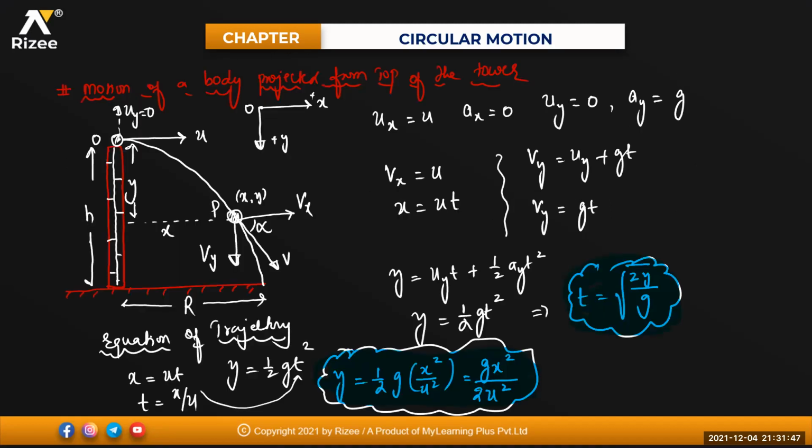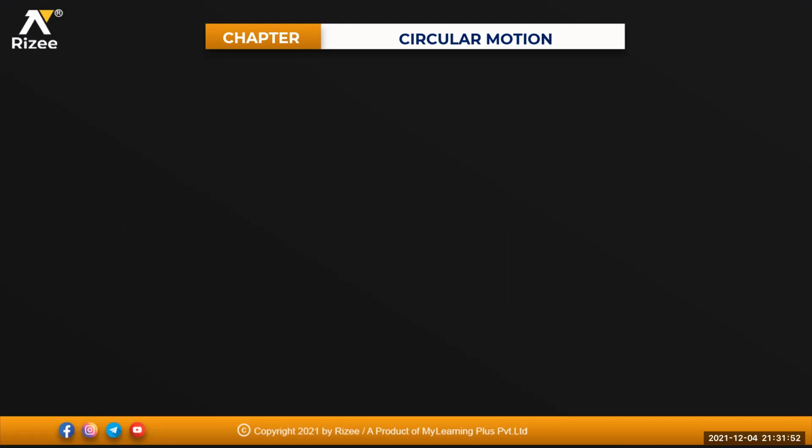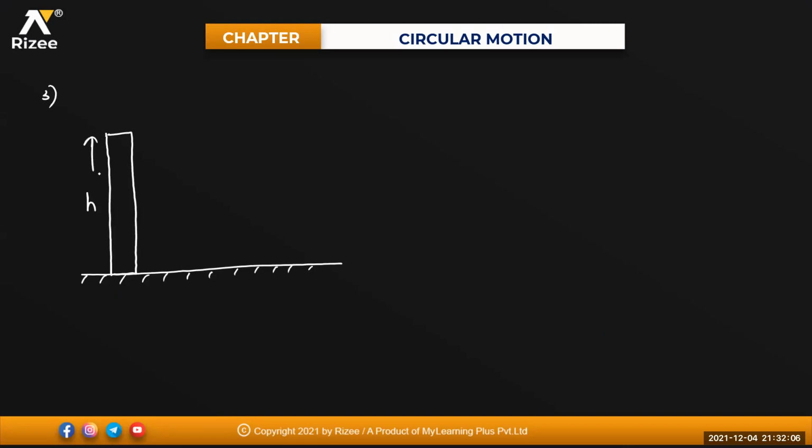Motion of the body projected from the top of the tower. One is horizontally, another one is down the inclined plane. Now the third one I'm taking right now at an angle theta from the horizontal. Like say this is your top of your tower. This is your ground. This is the height of the tower, that is nothing but h. Now what we are doing is we are projecting a body somewhere from here, making an angle theta in upward direction. This is making an angle, initial velocity u, making an angle of theta with your horizontal.